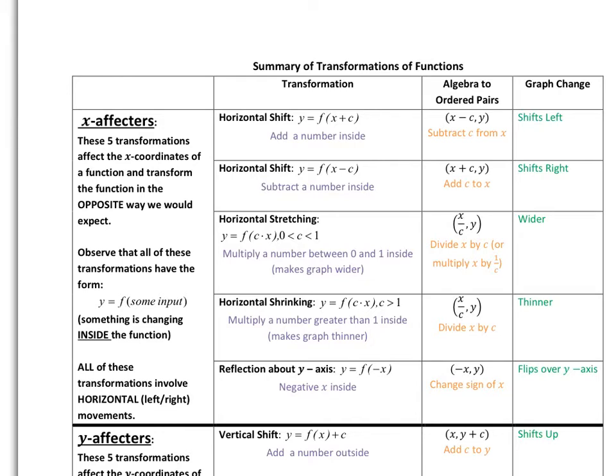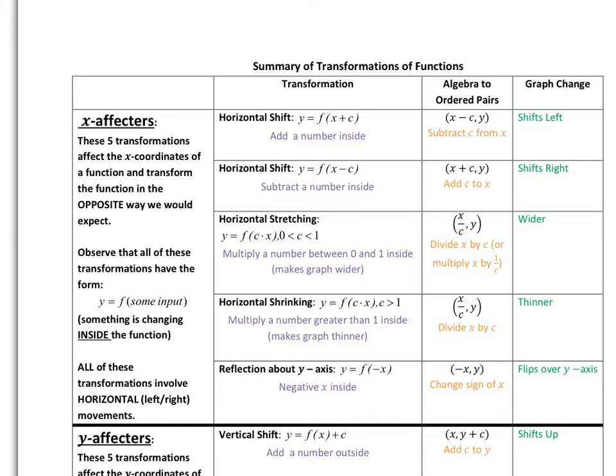Your horizontal stretching, we would divide the x by c, but some people like to think of it as multiplying it by the reciprocal. Either way, but I'm keeping it consistent as x over c, so that way we can see it's the opposite operation of what you would think. Inside the parentheses was c times x, but when we come over here to actually do it, it would be x divided by c. The opposite of multiplication would be division. Same idea for the horizontal shrinking.